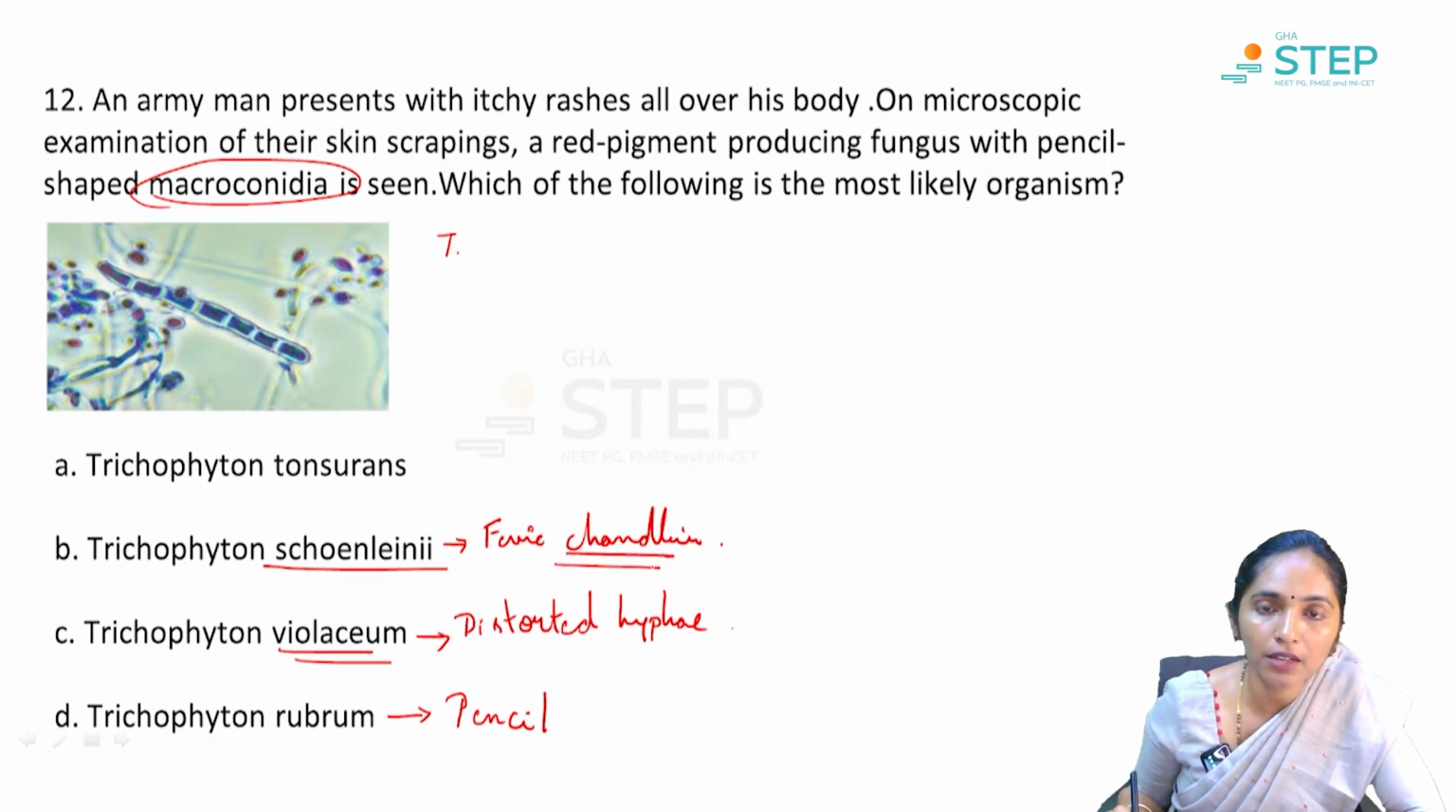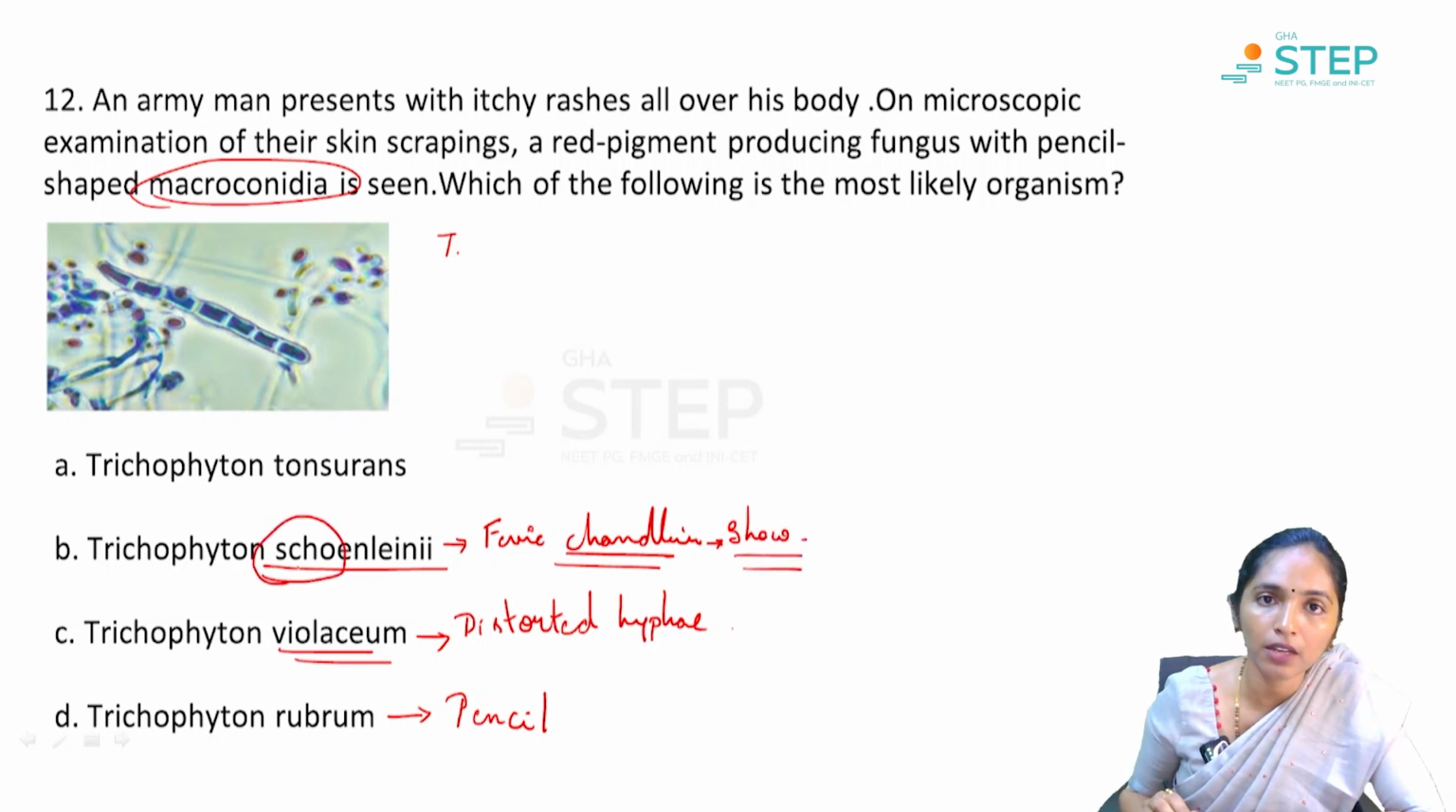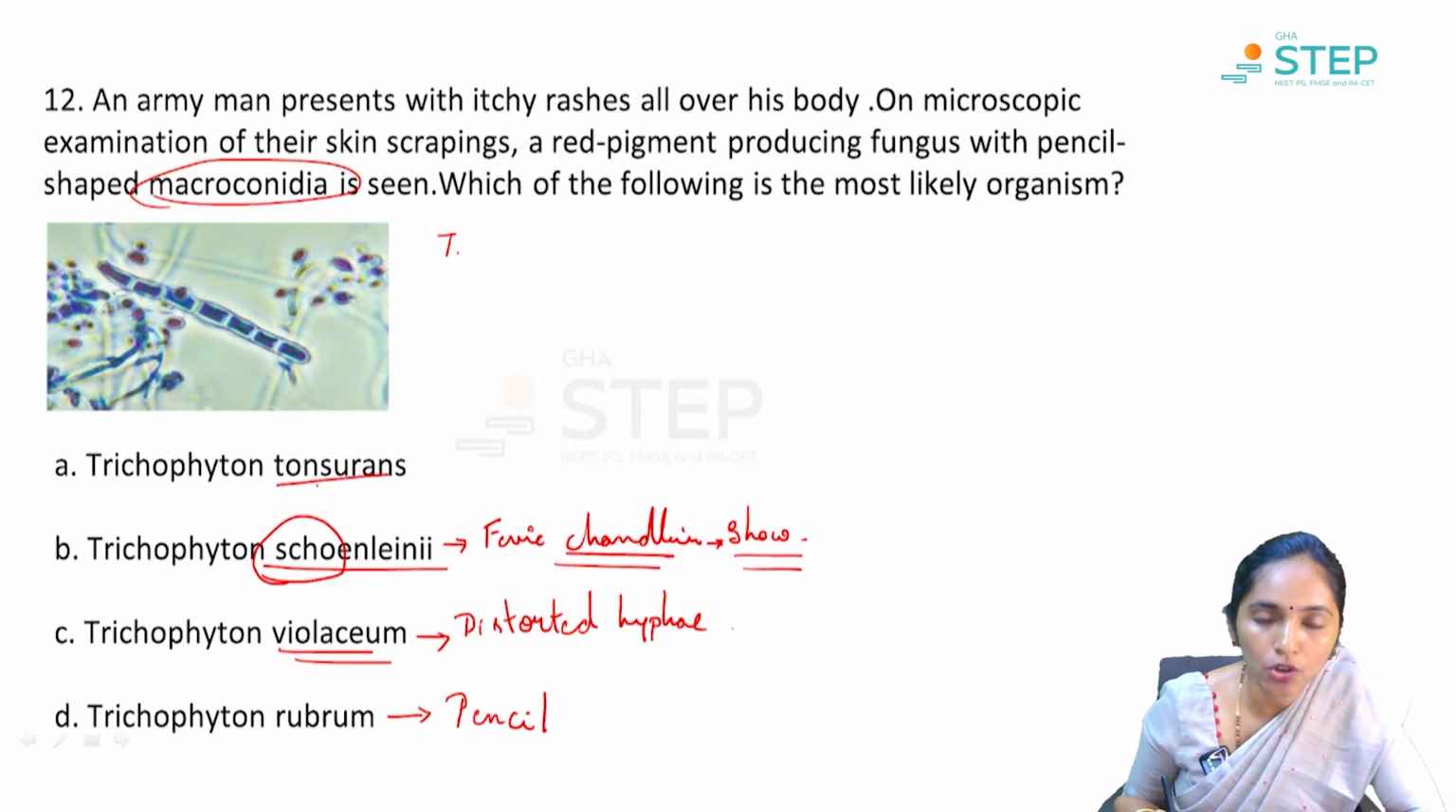Why do we use a chandelier at home? For show purpose. In a local language, for show purpose we use a chandelier, and show is Schoenleinii. Okay. Then we have tonsurans, T for thickened macroconidia. So the tonsurans produces thickened macroconidia.